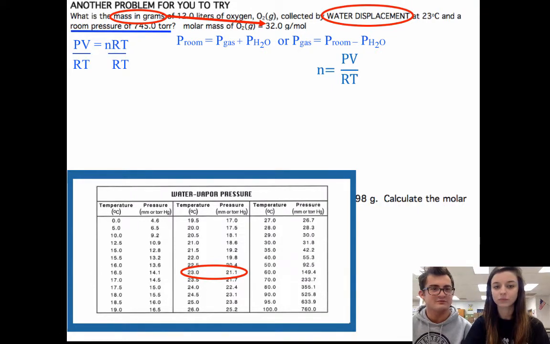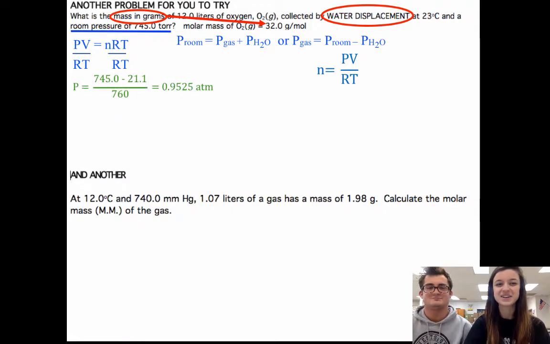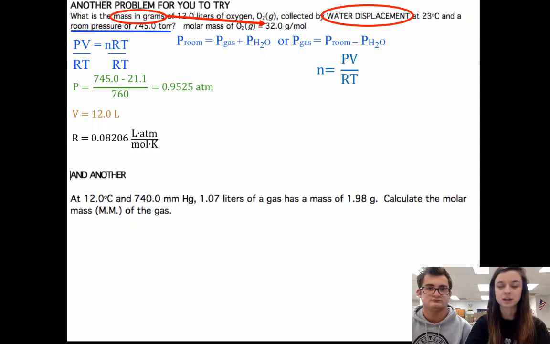So do we subtract that from the room pressure? Yes, we do. So in atm, since when we use the ideal gas law, it has to be in atmospheres for the pressure units. So we get 0.9525 atmospheres. The volume is 12 liters. That's our ideal gas constant. And temperature has to be in Kelvin, so 23 plus 273 is 296 Kelvin. So now we're just going to plug and chug to find moles.